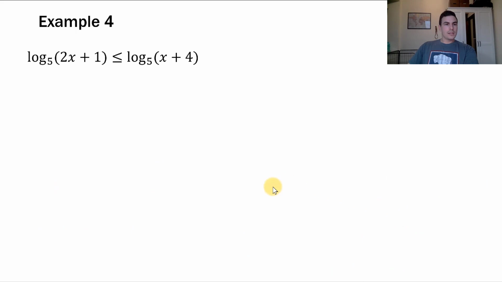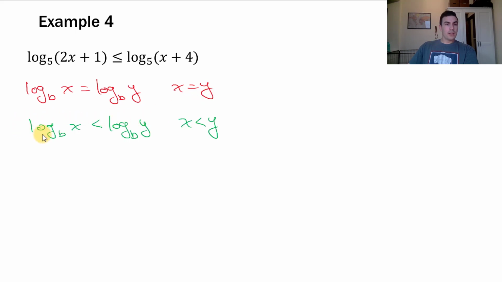Taking a look at example 4. We've got log base 5 of 2x plus 1 is less than or equal to log base 5 of x plus 4. This goes towards our other property of inequality, but first I'm going to show you our property of equality. I've got log base b of x is equal to log base b of y. That's true only if x is equal to y. Similarly, if log base b of x is less than log base b of y, that's true only if x is less than y.